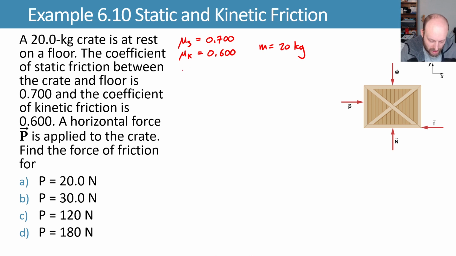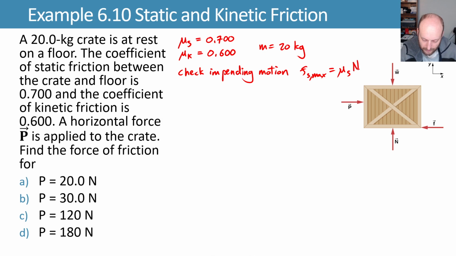So what we'll do is check impending motion, which is where you have the maximum force of static friction equal to μSn, to know whether we're using static friction or kinetic friction. And then we can calculate it based on that. So we've got our free body diagram. We can now apply Newton's second law.